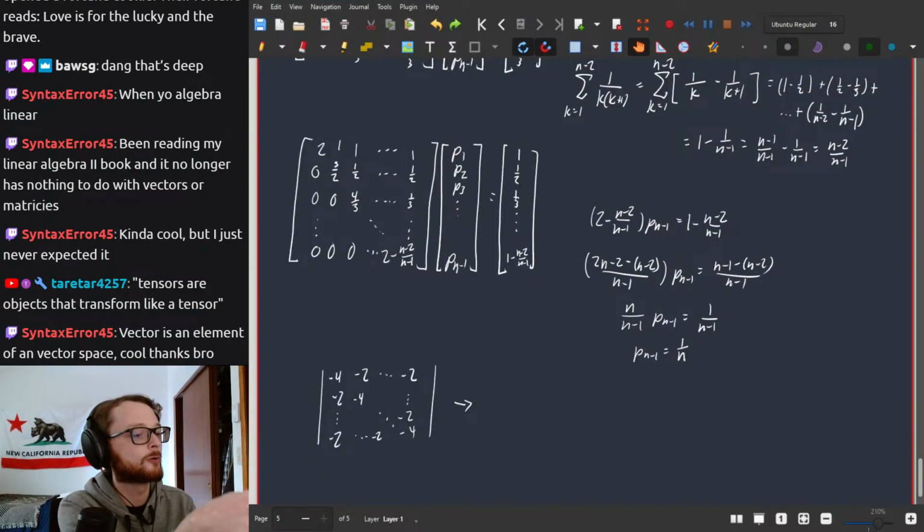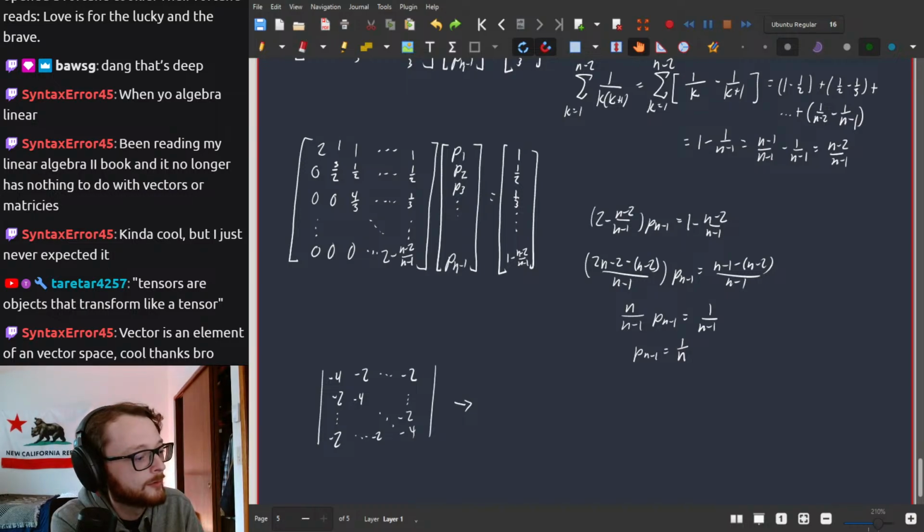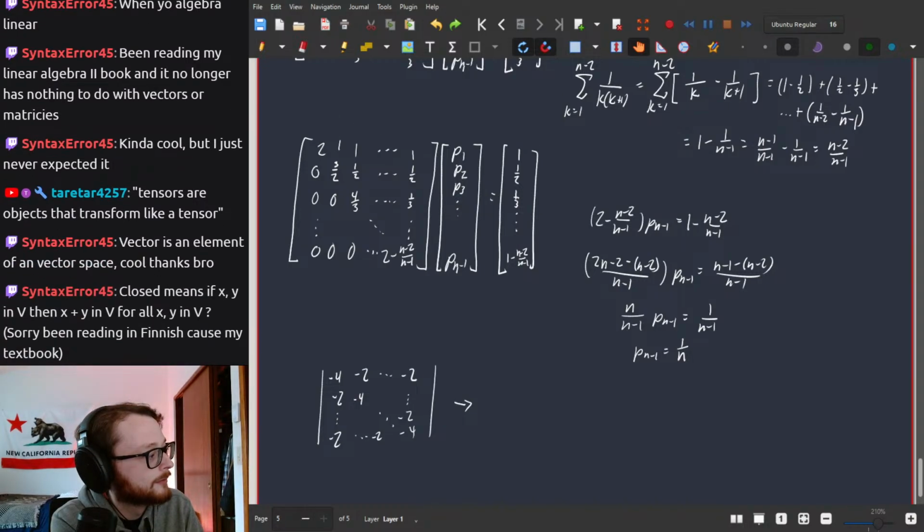Also, differential equations has linear operators. I mean, linear operators exist outside of differential equations, too, but yeah. That would be closed under addition, specifically. You could also be closed under some other operation, too.